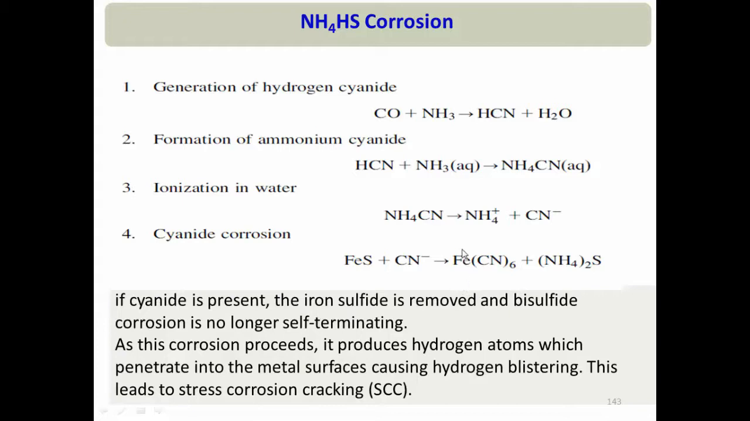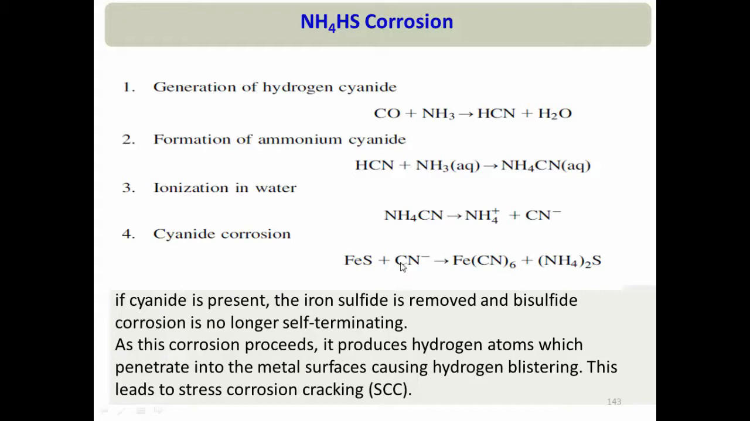It will be soluble, and so there won't be any passive layer formation. So corrosion will continue. It won't remain self-terminating. So this is one problem when cyanide is there. Another problem would be, then what happens?